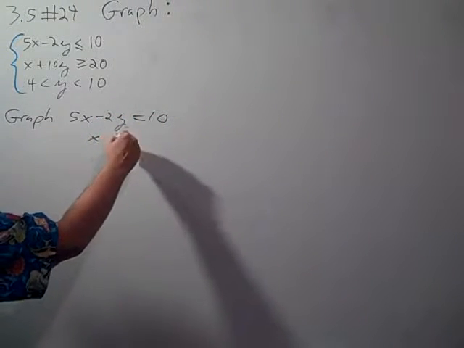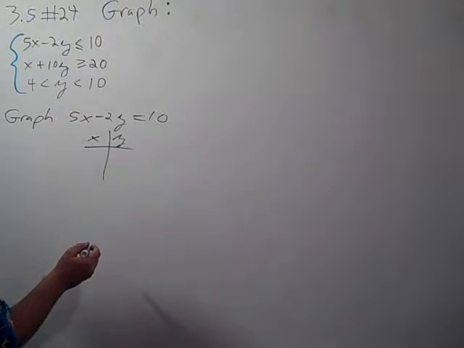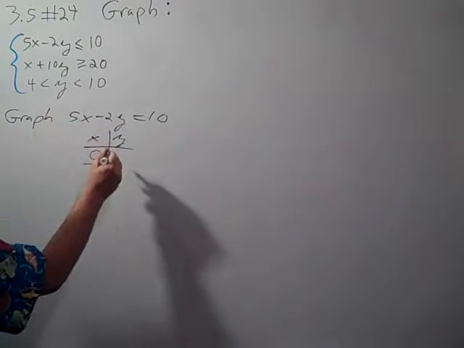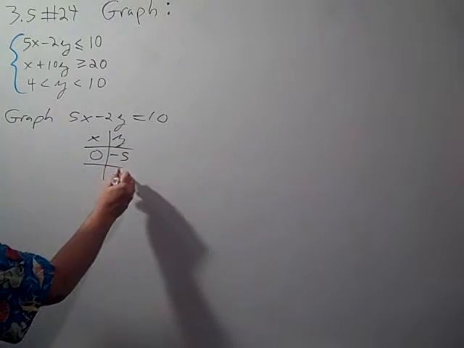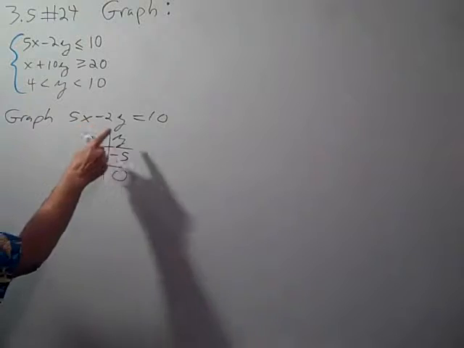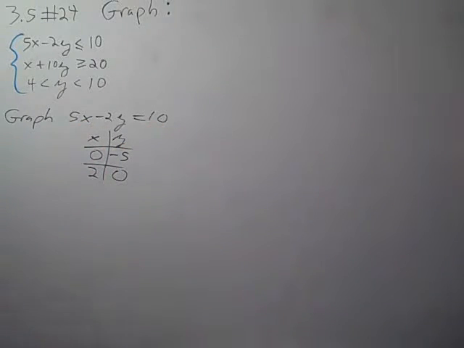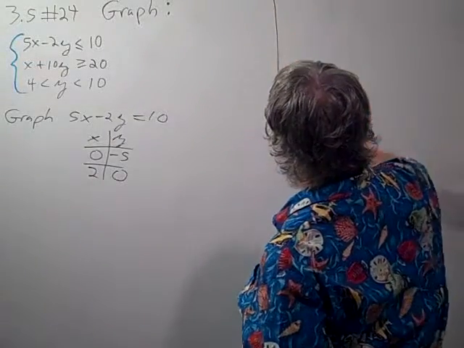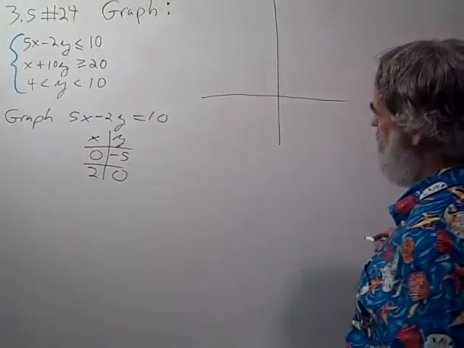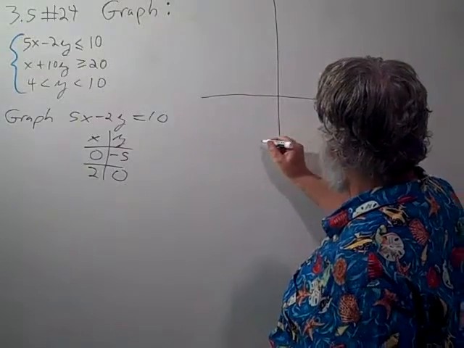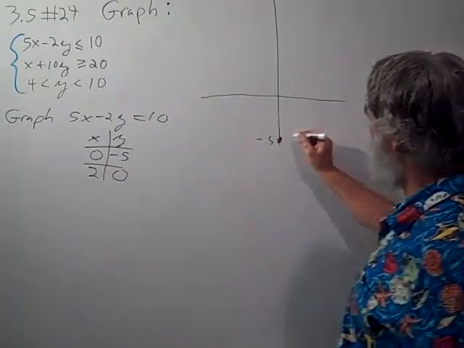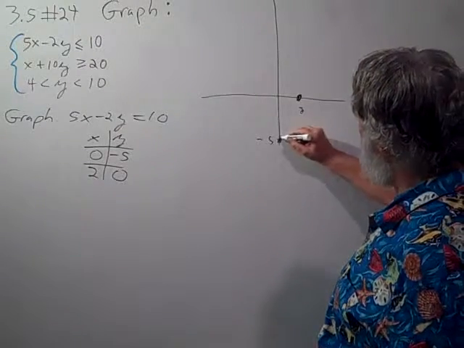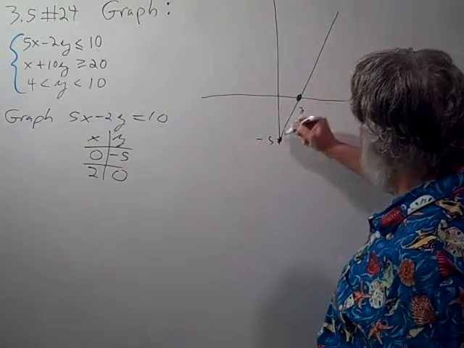So we need 2 points on this line to graph it. If x is 0, then negative 2 times negative 5 is positive 10. And if y is 0, then 5 times 2 is 10. So those are 2 points on the graph that will allow us to graph this line. So 0 comma negative 5, let's say this is negative 5, that's the y-intercept. Let's say 2 is the x-intercept, so this line goes through these 2 points.